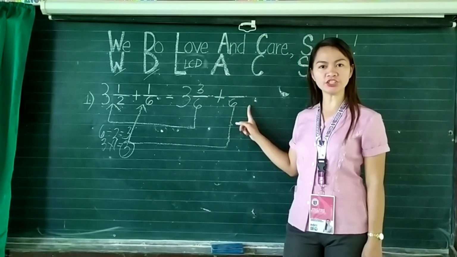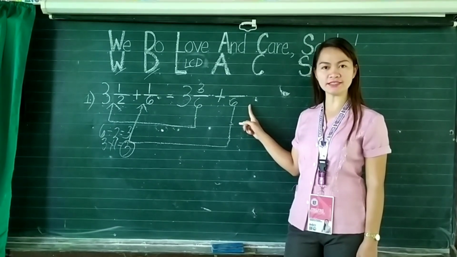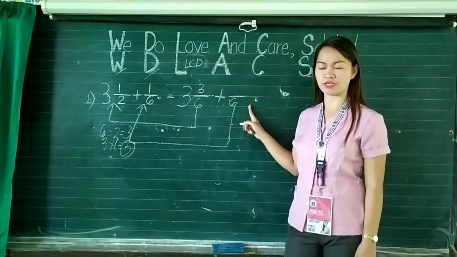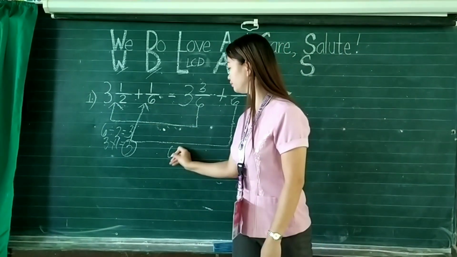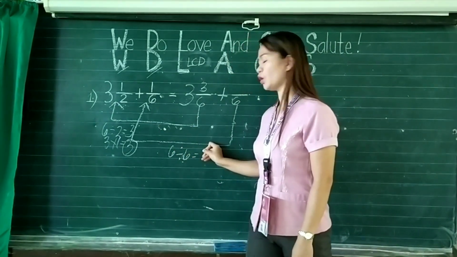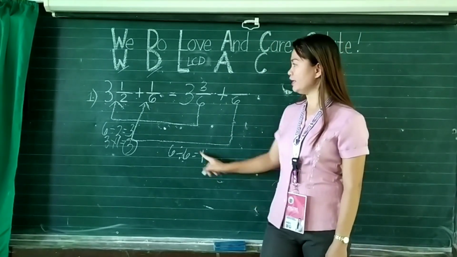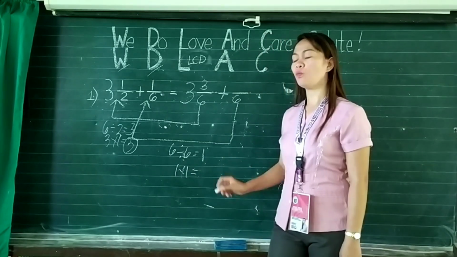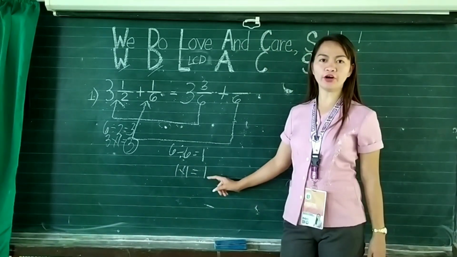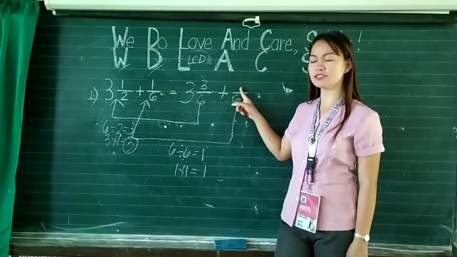For the second fraction, we're going to do the same process as what we did in the previous. 6 divided by 6 is equal to 1. 1 times 1 is equal to 1. Therefore, the numerator here is 1.